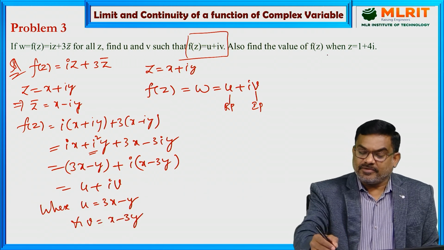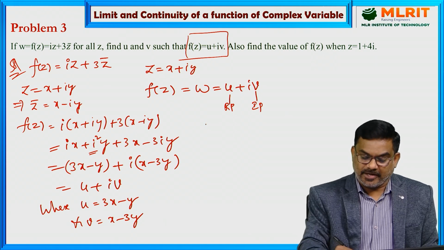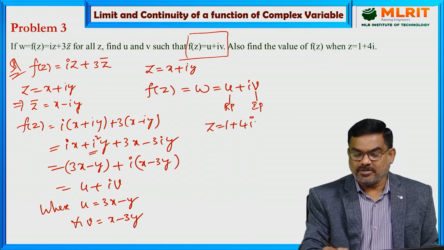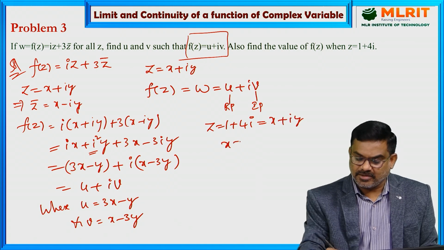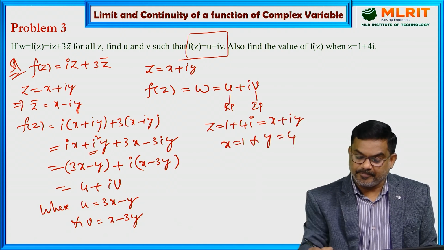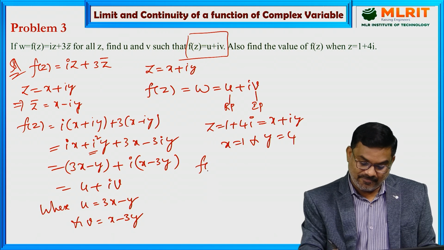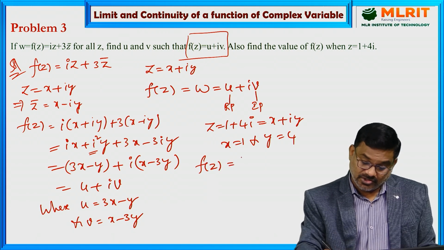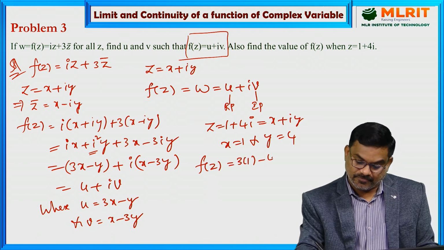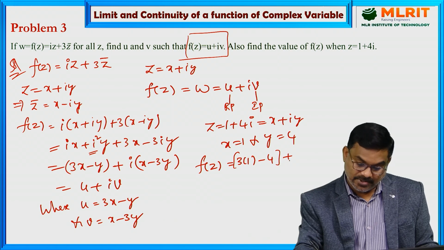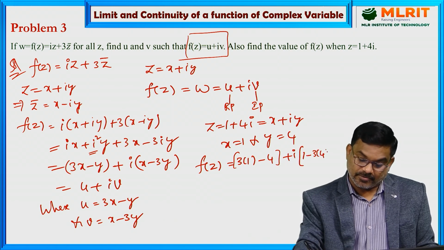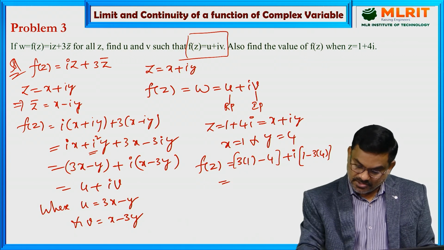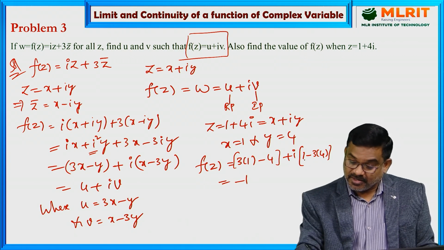Also find the value of f of z when z equal to 1 plus 4i. So similar to the previous problem, let us compare with this x plus iy. x equal to 1 and y equal to 4. Substitute that here. So f of z becomes 3 into (1 minus 4) plus i into (1 minus 3 into 4). So this is 3 minus 4, minus 1, and 1 minus 12, minus 11i.